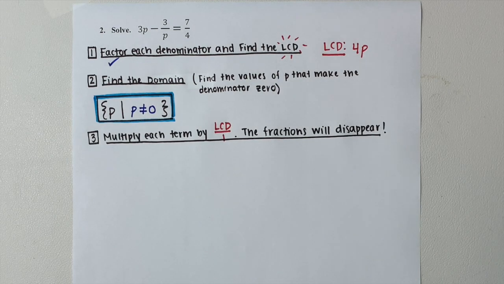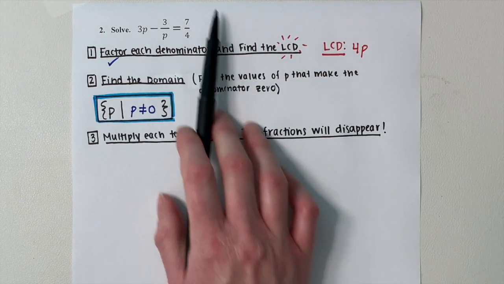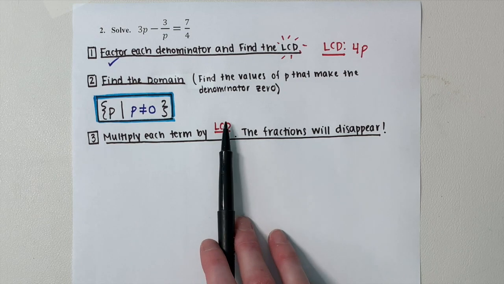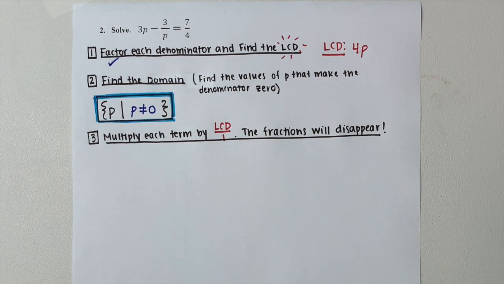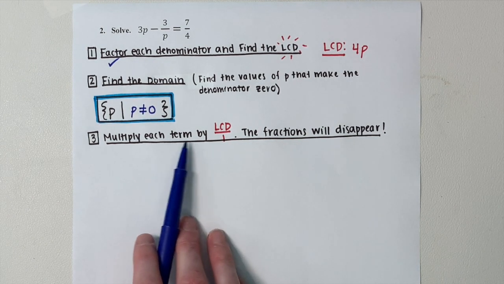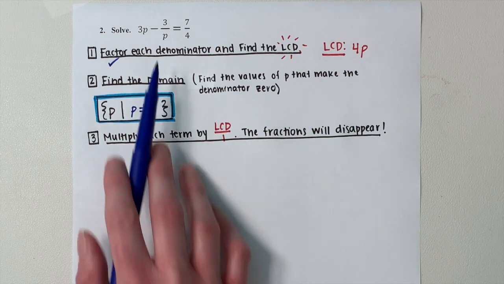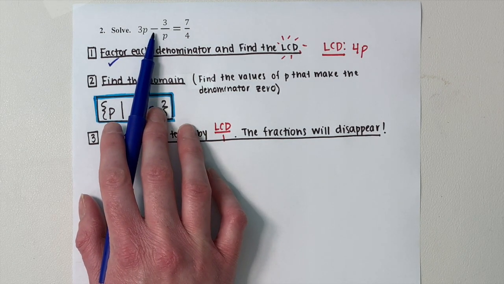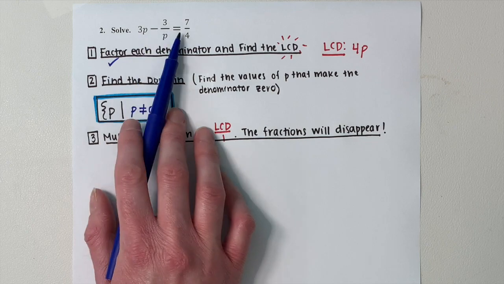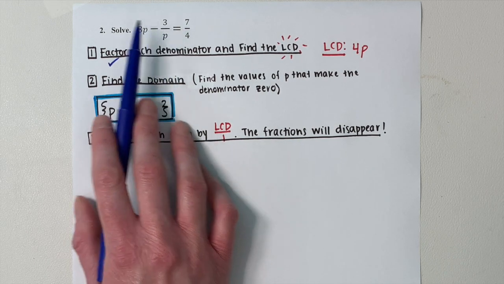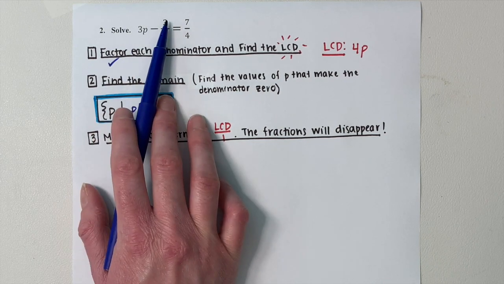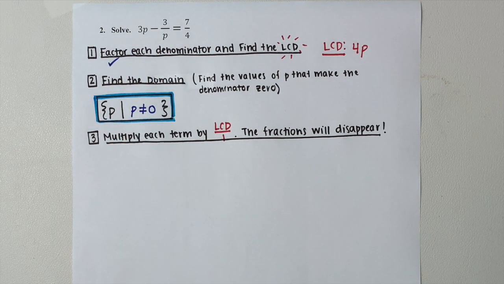For step number 3, when you're solving a rational equation, we're going to multiply each term by the LCD over 1. So the fractions will completely disappear and our equation will be much easier to solve. Remember, a term will be a quantity separated by a plus or minus sign that appears outside of parentheses like we see here, or an equal sign. So this minus sign and this equal sign divides our problem into 3 terms. One term, the second term, and the third term. We're going to multiply each of those terms by the LCD over 1.